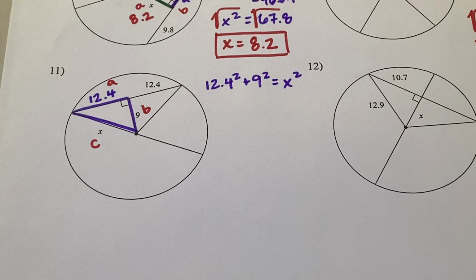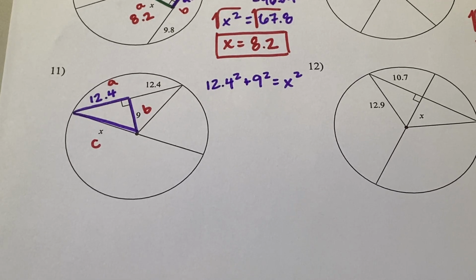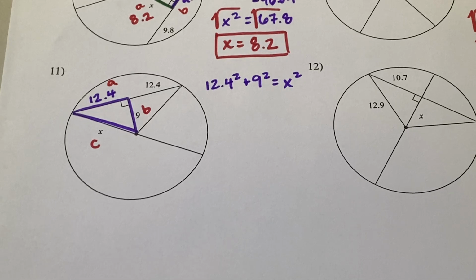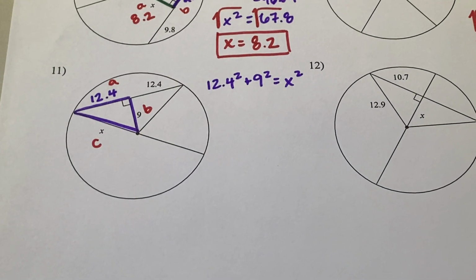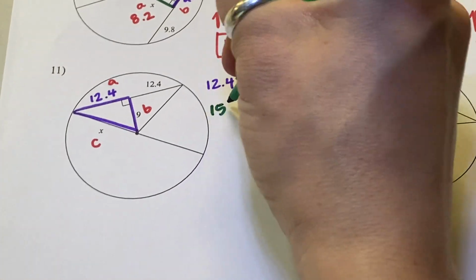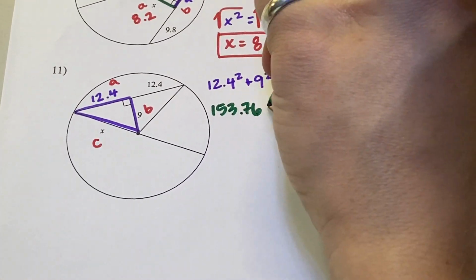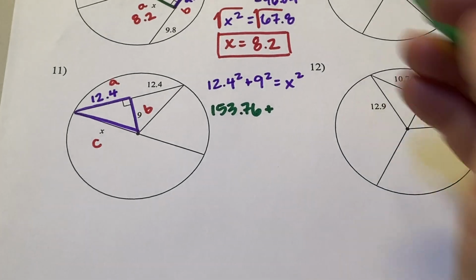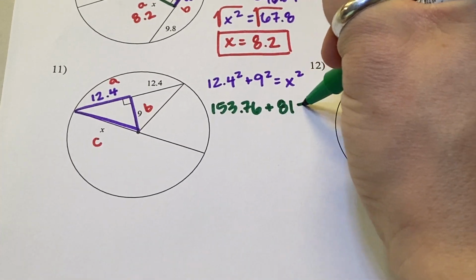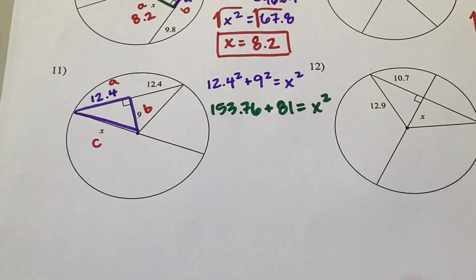Okay, let's punch it into our calculator. 12.4 squared. 153.76. You got it. Oh, 9 squared, we don't even need a calculator for that. What's 9 times 9? 81. Still equals X squared. Don't know what X is.